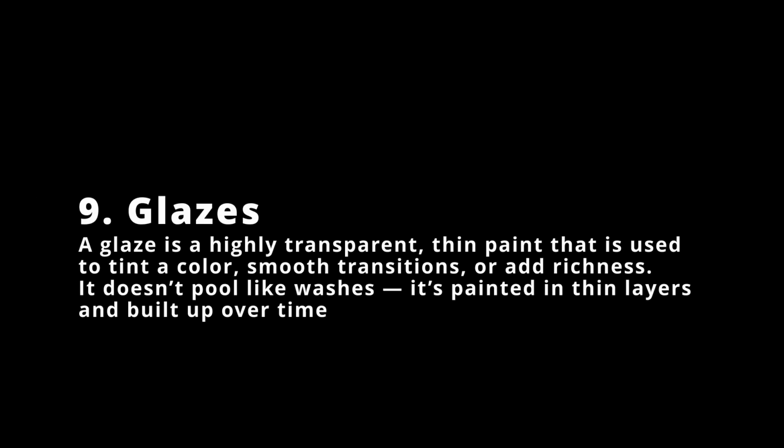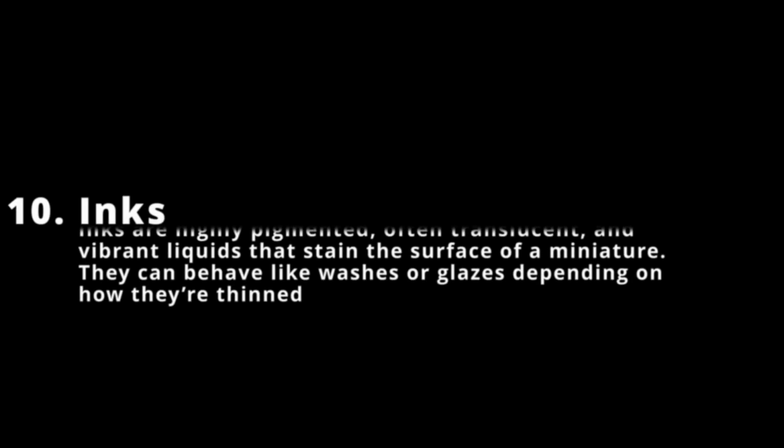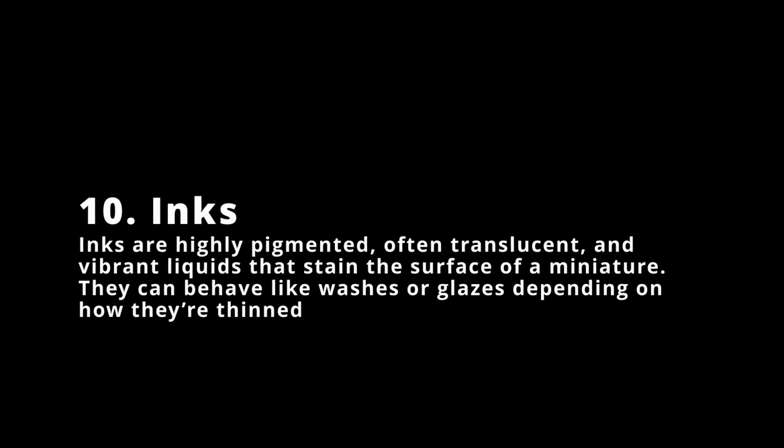Number 9, glazes. A glaze is a very highly transparent, thin paint that is used to tint a color, smooth transitions, or add richness. It doesn't pool like washes. It's painted in thin layers and built up over time. Number 10, inks. Inks are highly pigmented, often translucent, and vibrant liquids that stain the surface of a miniature. They can behave like washes or glazes depending on how they are thinned.